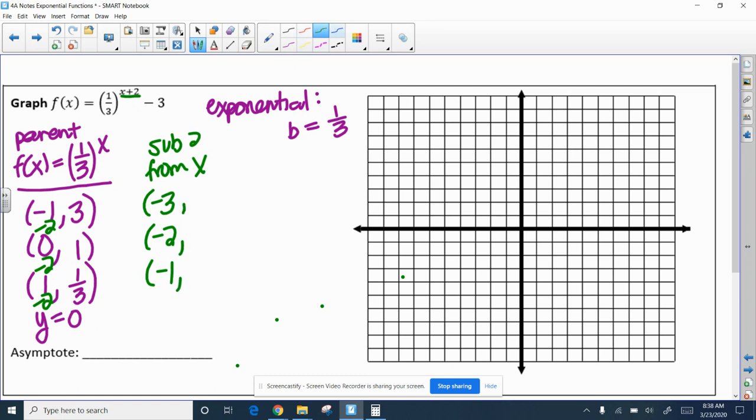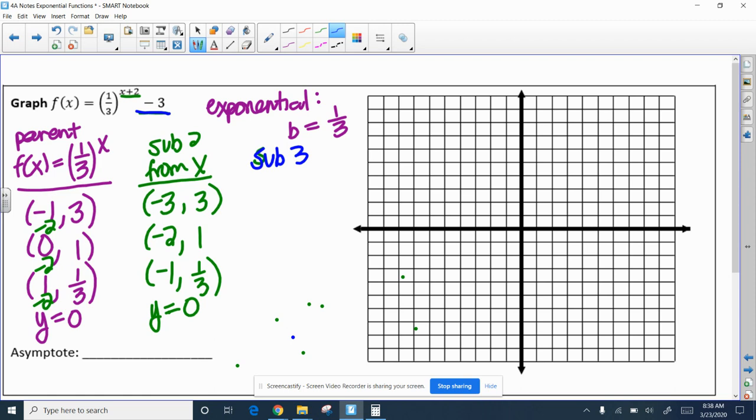Now, the only other operation I have is this one, this -3. So that one is not with the x, which means it's affecting the y values. Going back to our asymptote here, since it only affected the x, the asymptote didn't change either. And so far, my y values are the same as well, 3, 1, and 1/3. Okay, now let's do the other operation. The -3 here is affecting the y values. So for that operation, we are going to subtract 3.